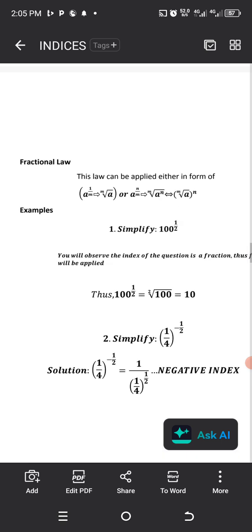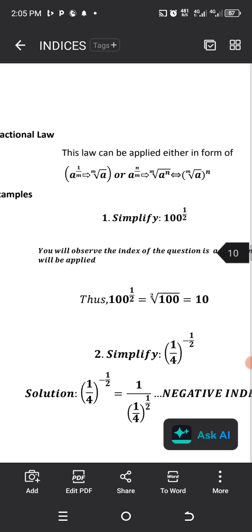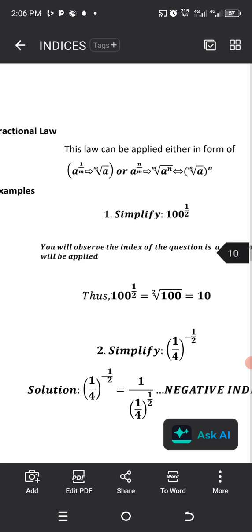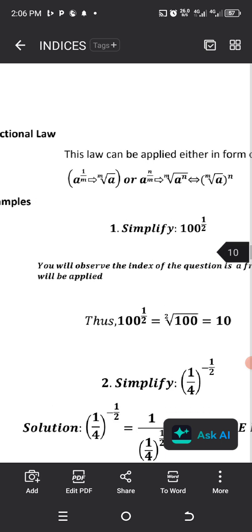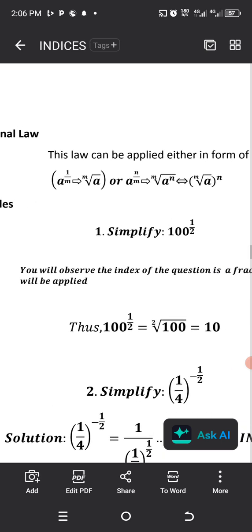This law can be applied when you are having the index expressed as a fraction, so because that's fraction law, we call it fractional index. So you can see that a is raised to power 1 over m, which you can write back as the m-th root of a. Or if you are given in terms of two different integers, or actually, let's say natural numbers.